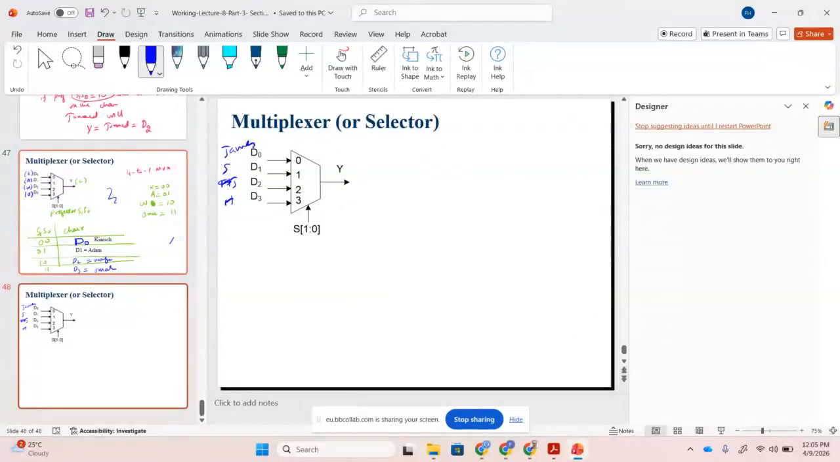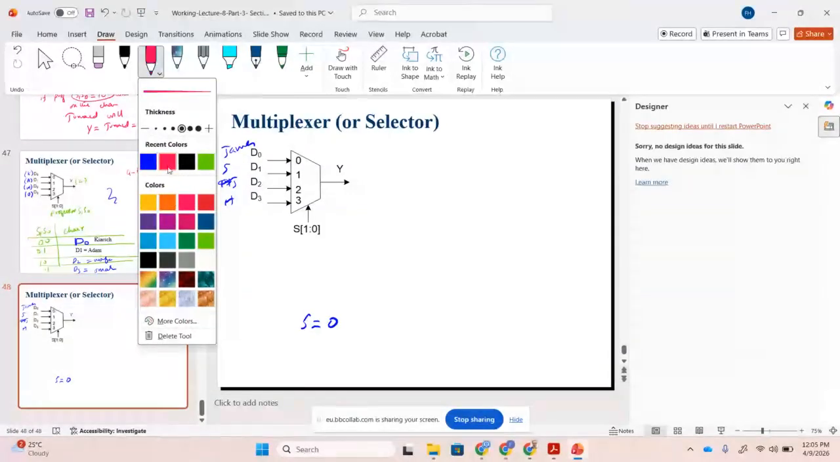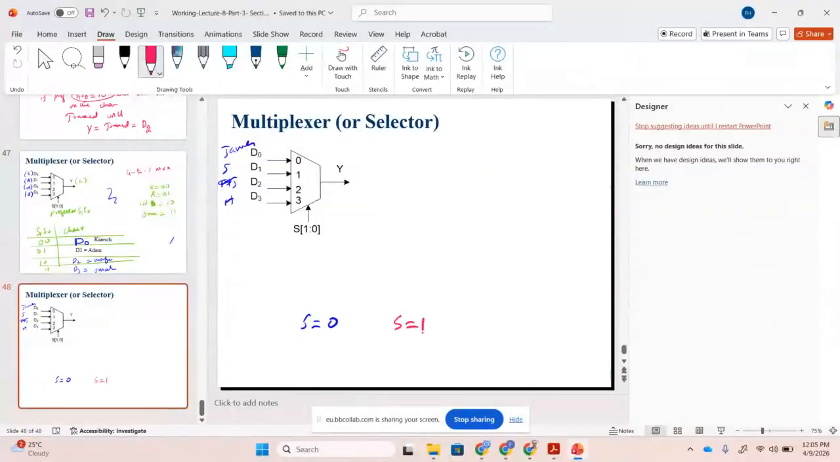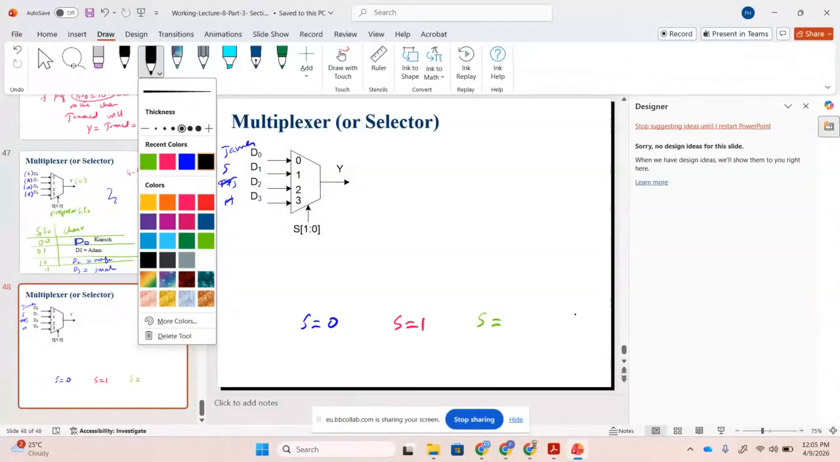Got it? Okay. Now let's assume S is equal to 0, then there are 4 possibilities. So again, I'm now using different colors for it. Why am I using different colors? Because colors are always good. So let's assume S is equal to 0, I'm using the green and blue color, and then S is equal to 1, I'm now using a red color. Let's assume S is equal to 2, I'm now using the green color, and now if S is equal to 3, I'm now using the black color.